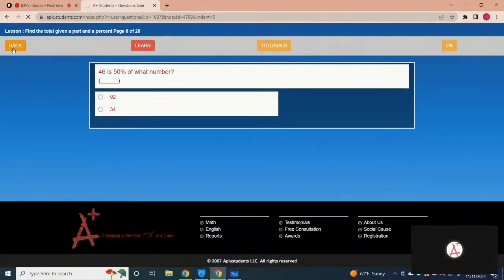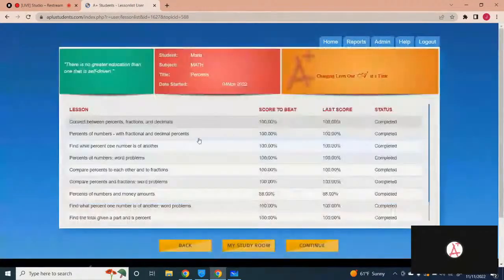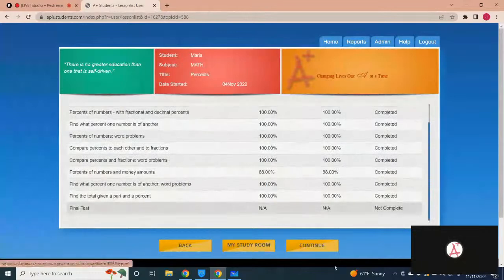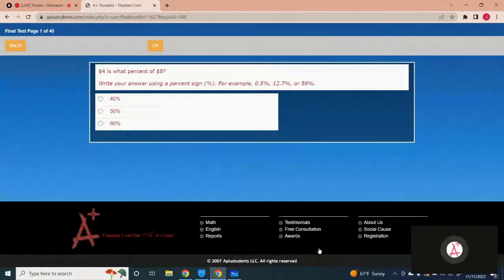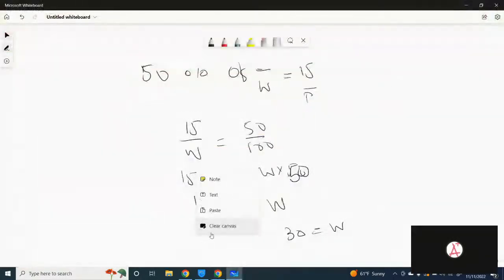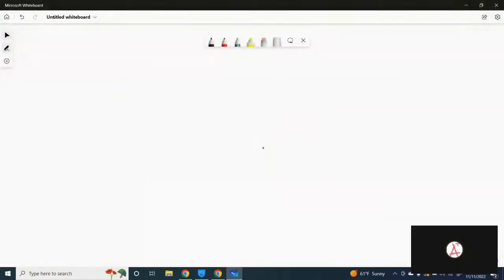The next topic is, I think, the final test of the chapter percents. Let's start with the final test of the topic. Okay, $4 is what percent of 8? You have to find $4 is what percent of 8. Okay, this is the part of this whole number. Got it? You have to find the percentage.